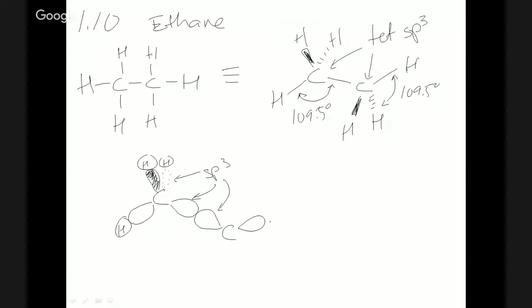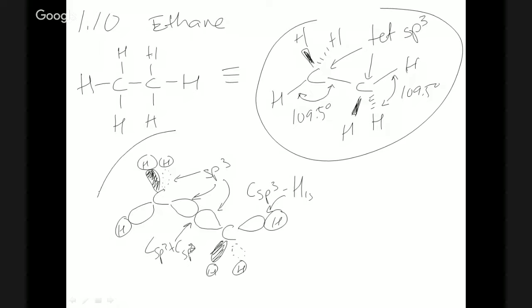So the same thing is going on here. You have the sp3 with the H 1s, one coming out and one going back behind. So you have a carbon sp3 bond plus a carbon sp3 bond in the center there, and then carbon sp3 with H 1s bonds. Again, these two representations are different sides of the same coin.